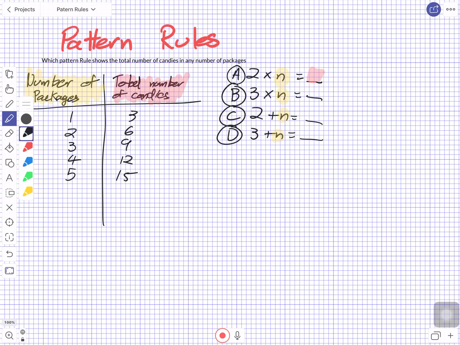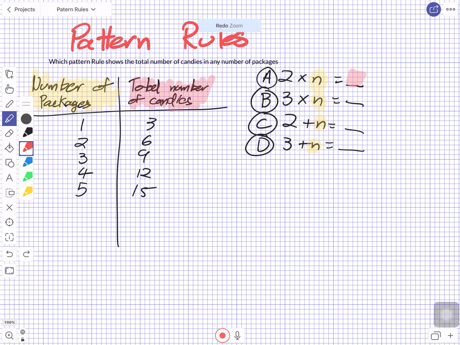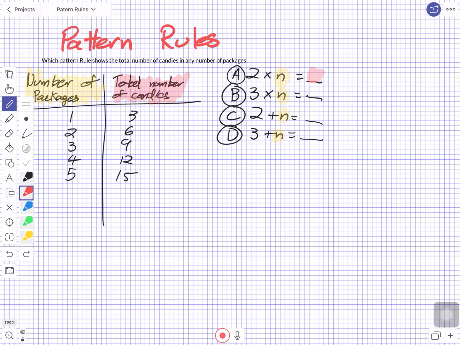So we're going to take the very first one. I'll do A, B, C. We have 4 colors. Great. Let's do A in red. Rule A. Okay. So like we said, N is the number of packages. So we're going to actually replace the letter N. So 2 times, and this is where N would be, we're going to replace it with the number 1. Okay? So 2 times 1 equals what? 2. Perfect. So we know that 2 is our answer.